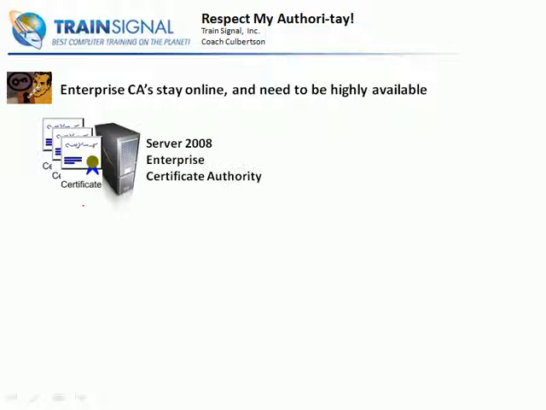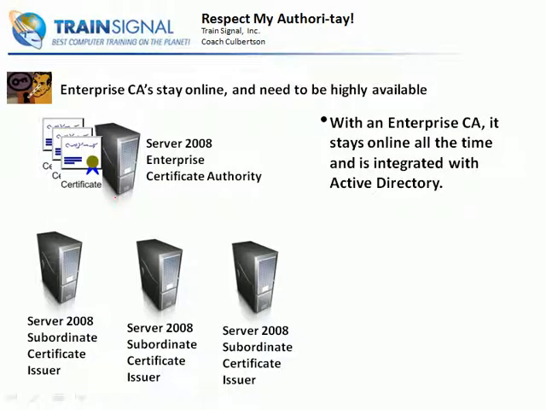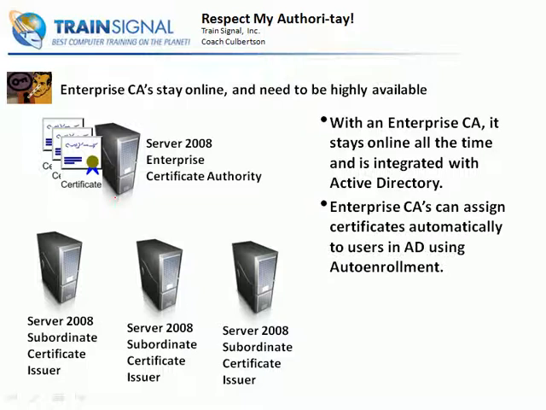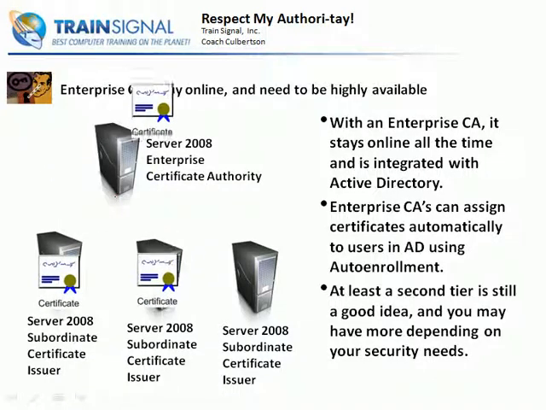This guy actually stays online and it does need to be highly available. So you're going to use this guy maybe as your root certificate authority. Then you're also going to have additional subordinate certificate servers or issuers. Now, the difference is that when certificates are generated using an enterprise CA, it doesn't go offline. You want it to stay online because this guy is going to allow you to provide certificates to users in Active Directory using a feature called auto-enrollment. And once those users have certificates from auto-enrollment, then we can still use that second tier and issue those certificates out using other servers.